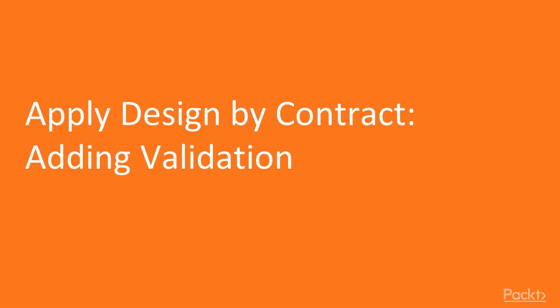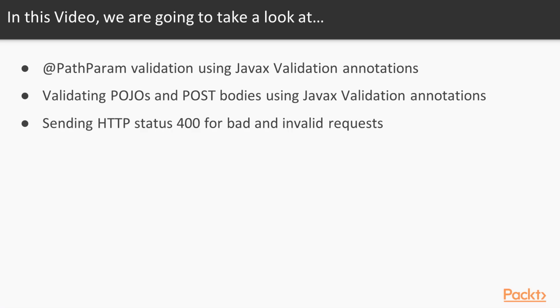Apply design by contract, adding validation. So in this video, we're going to take a look at adding validation to @PathParam annotations using javax validation annotations. We will be adding validation to POJOs and post bodies using javax validation annotations. And I'm going to show you how you can send HTTP status code 400 for bad and invalid requests. So let's switch to our IDE.